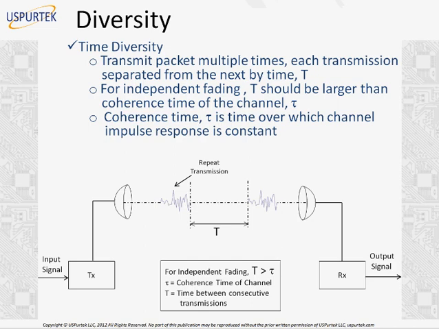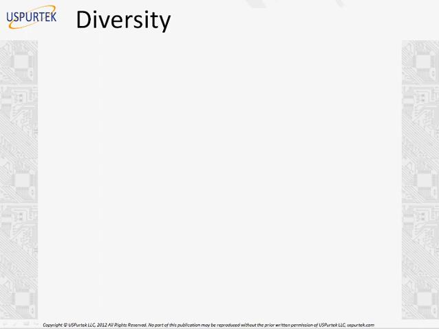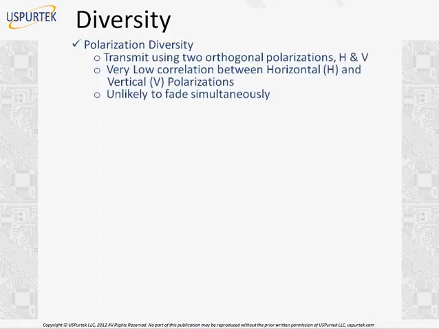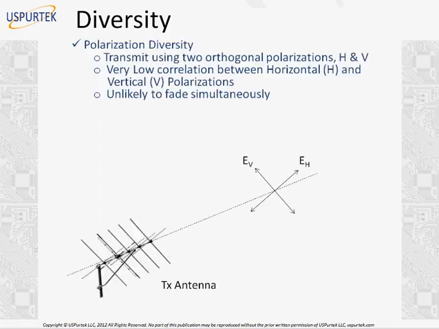Now, if we know that time from actual practical measurements, then we know that our time t should be more than the coherence time. Then we can be sure that the two packet transmissions are actually independently fading. And if they are independently fading, we have achieved what? Time diversity. So that is how you explain it.